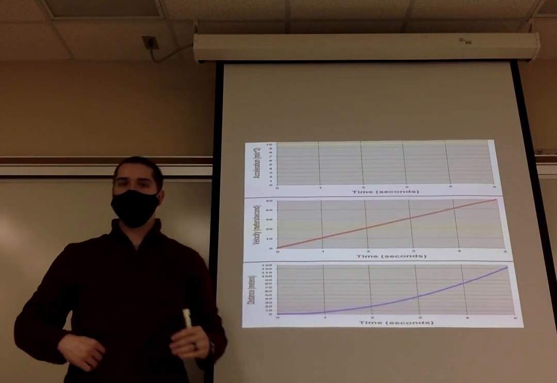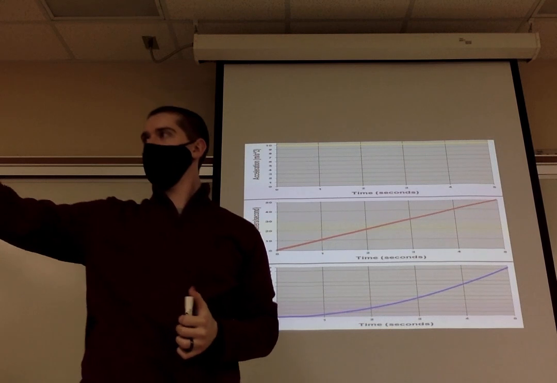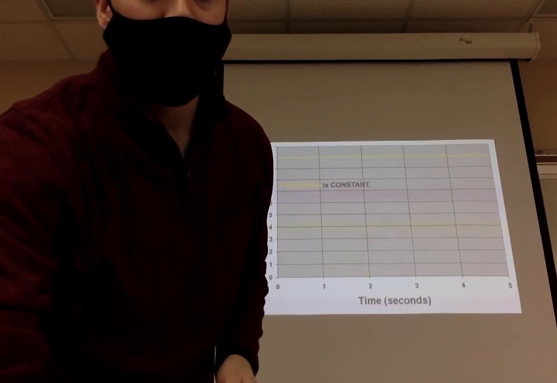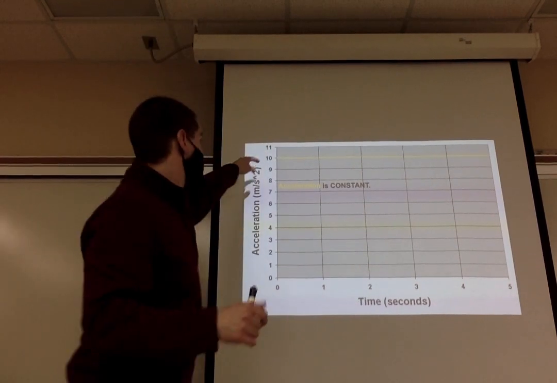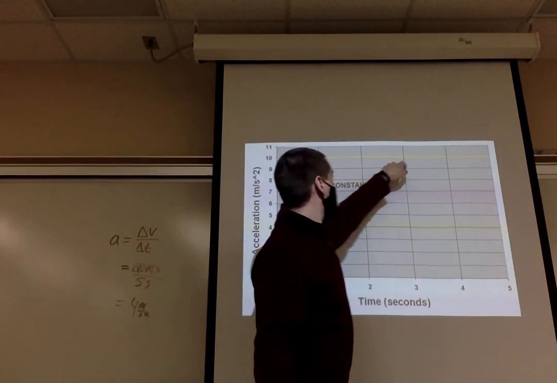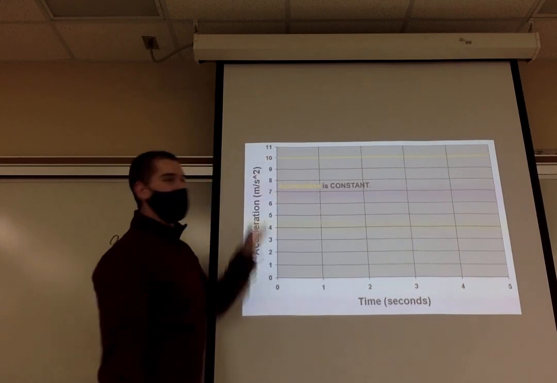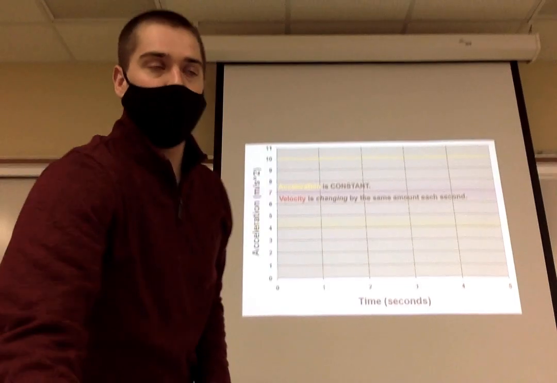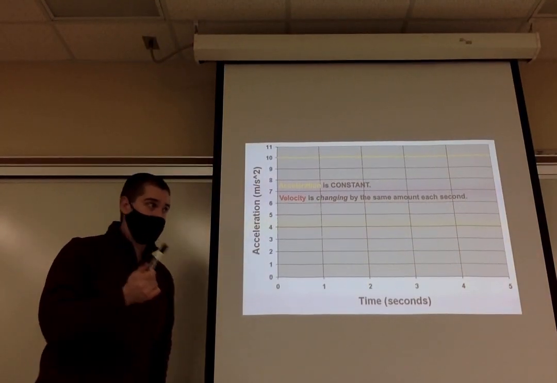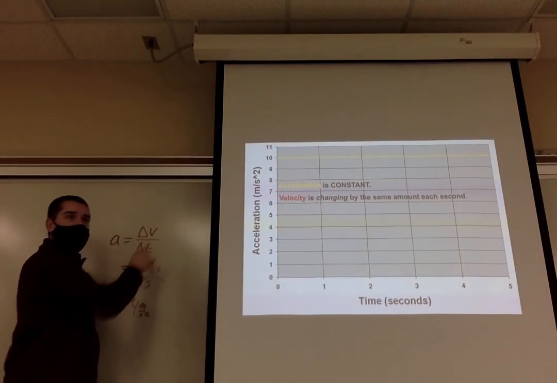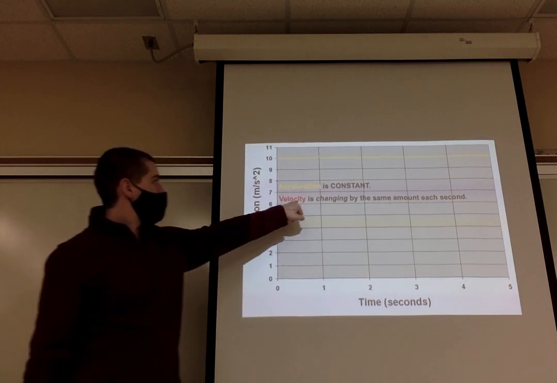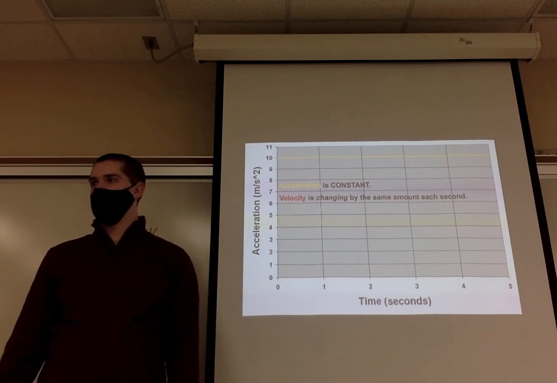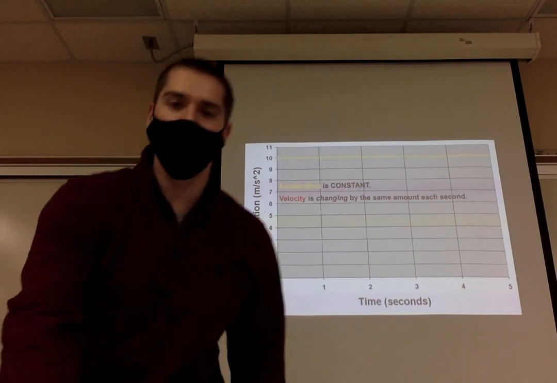Acceleration is constant. At any point in time, you are accelerating at 10 meters per second squared. That means, again, acceleration is change in speed over time. The velocity is changing by the same amount every second, because your acceleration is constant. When you have your velocity time graph, you see the speed is going up by the same amount every single time.